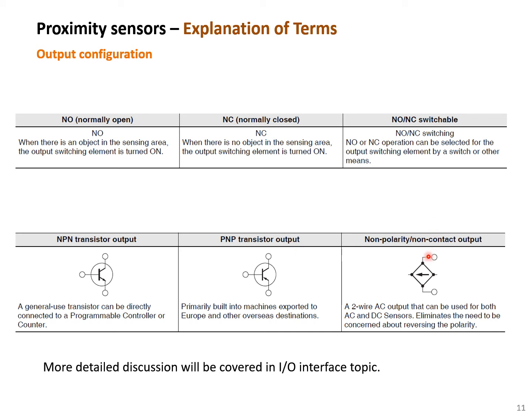And non-polarity and non-contact output, a two-wire AC output that can be used for both AC and DC sensors, eliminates the need to be concerned about reversing the polarity. Okay, so this topic might be confusing for you now. Just get yourself familiar with these terminologies. More detailed discussion will be covered in the input-output interface topics.